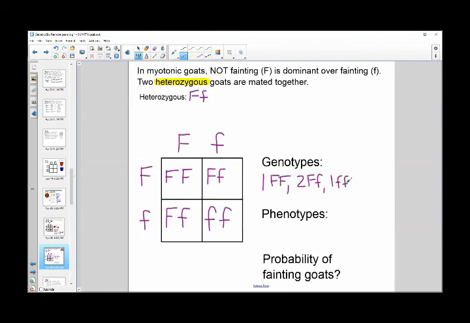Right, so now let's talk about the phenotypes. Okay, so for this goat, this has not fainting genes only, so this would be a not fainting goat. For this goat, it has at least 1 not fainting gene, so these 2 would also be not fainting goats. So for my phenotypes, I would have 3 not fainting goats. I'm just going to put 3 not here. Right, this one at the end, so only fainting genes would give me a fainting goat, and I have 1 of those. So I have 1 fainting goat in this square.